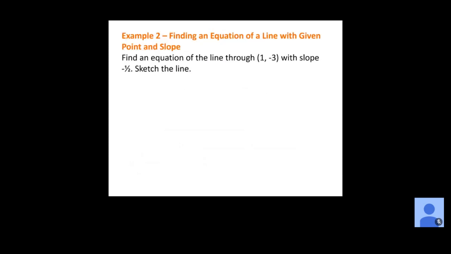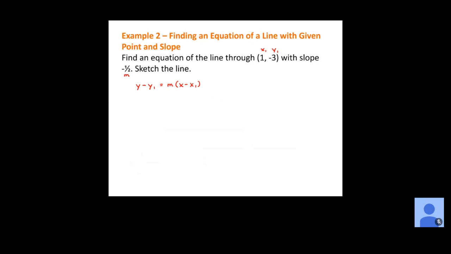All right, so we want to find an equation of the line that goes through the point (1, -3) and has a slope of -1/2. So again, our formula here is going to be y minus y1 equals m times (x minus x1). Okay, so this time the point that they give us, that's going to represent our x1, y1. The slope that's given here, remember slope is always the m.